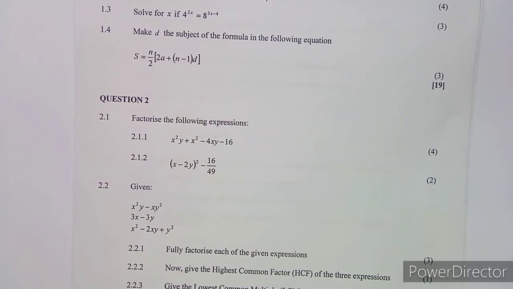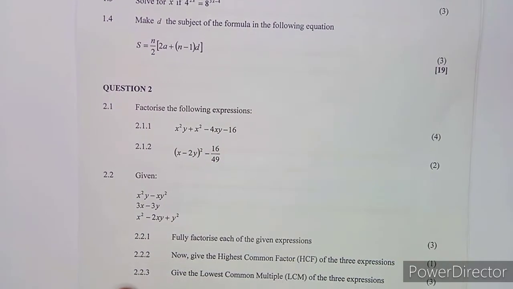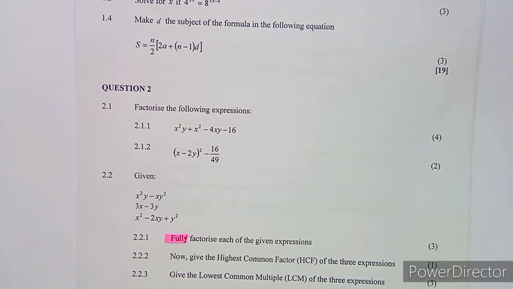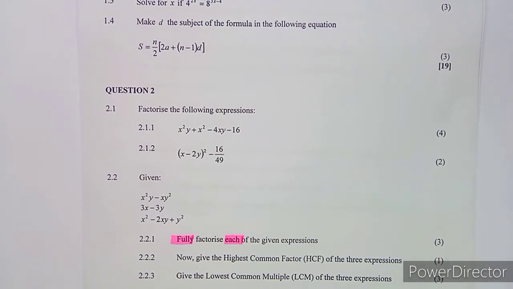Then another one, you're given: factorize again from the following expressions given. Factorize, take note, guys, fully factorize. This is the most important part there. Fully factorize each of the given expressions, which means we have to factorize each of them one by one. All right, so let's see what you're supposed to do in this case. How are we going to factorize these expressions that we are given?